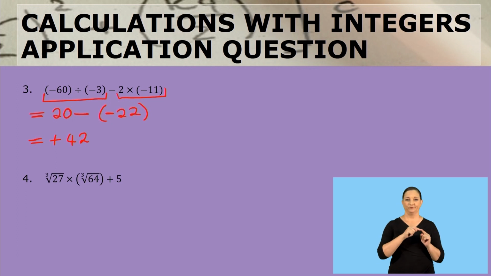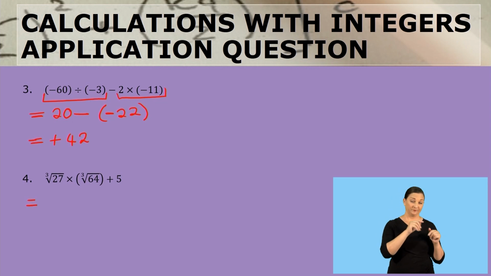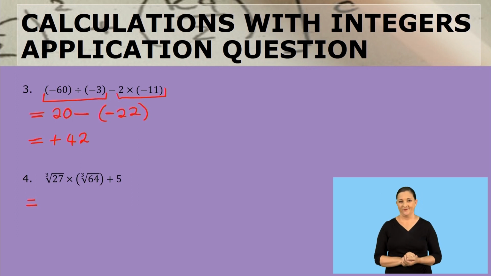So we have there the cube root of 27 multiplied by the cube root of 64 plus 5. Remember, if it's a positive cube root, it's going to be a positive answer. And if it's a negative cube root, it's going to be a negative answer. In this case, both of our cube roots are positive. That means that the answers that are going to come from there are going to be positive. So what is the cube root of 27? That is a positive 3 because we are working with a positive 27.